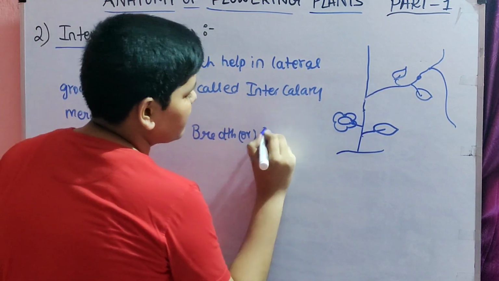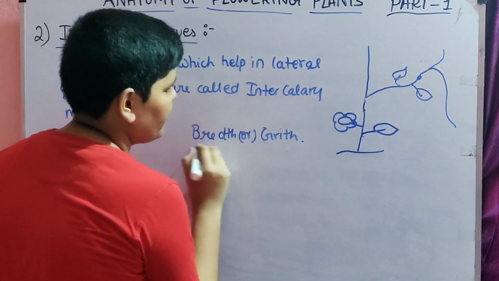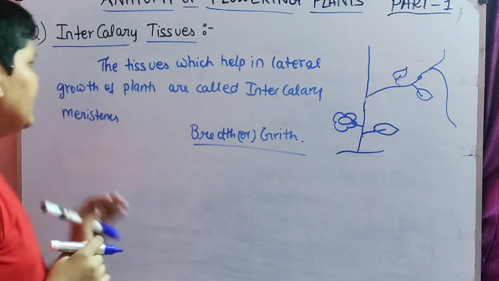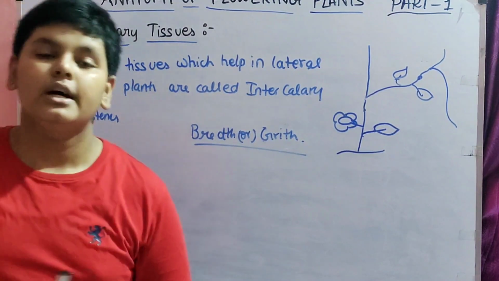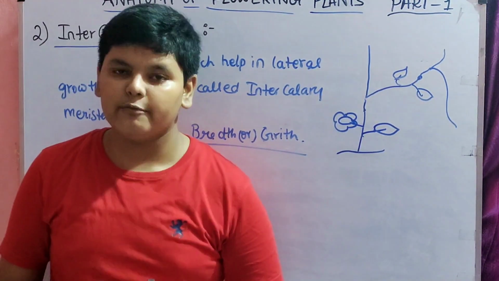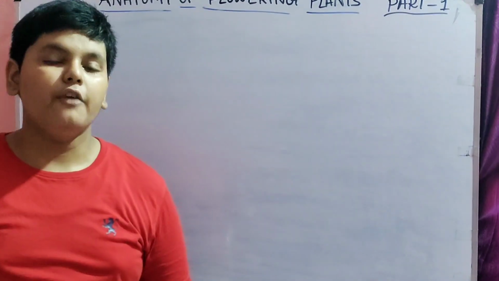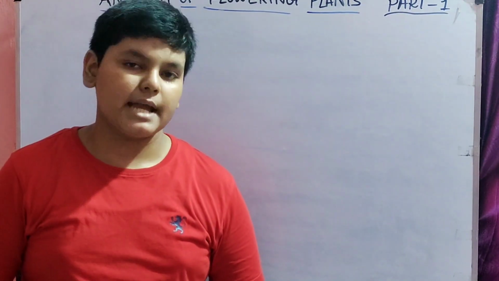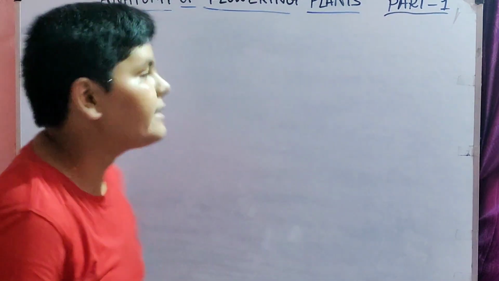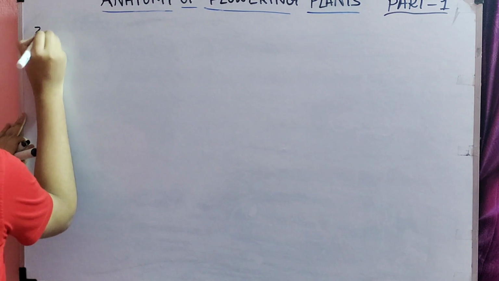Breadth or girth of the plant. So this was the second type, which is called the intercalary tissues. Now we'll be moving on to the last type, which is called the secondary or lateral tissues. So now we'll be discussing the last type of meristematic tissue, which are called the secondary or lateral meristematic tissues.